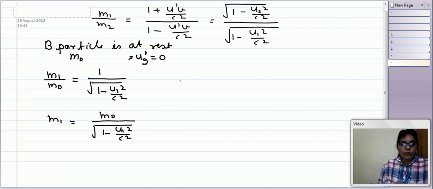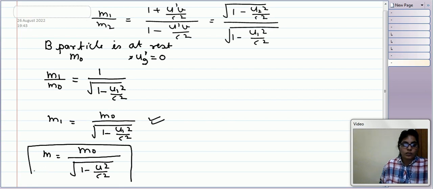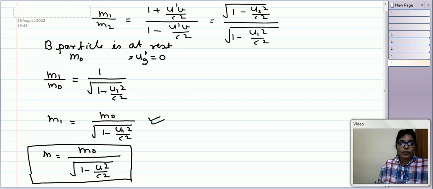So this equation can be written in a more general form: m is equal to m naught upon under root 1 minus u square by c square, where u is the velocity of the object. If u is equal to 0, then m is equal to m naught, meaning the mass is the rest mass.